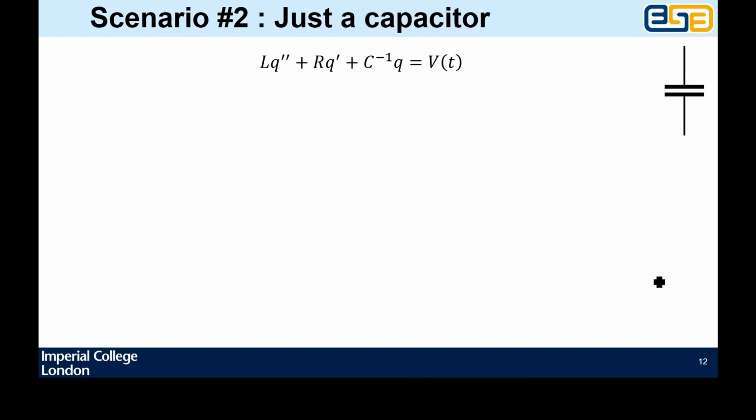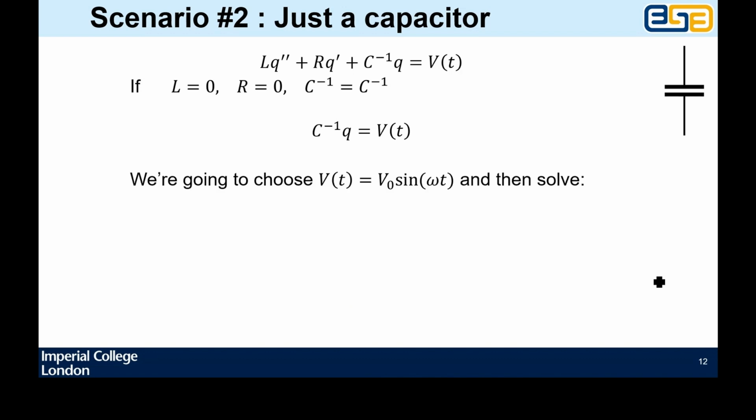So if we've got just a capacitor, what's the value of L? It's 0. What's the value of R? It's 0. What's the value of C? It's C. There we go. So our equation immediately reduces to this. We do the same process again, and we say that we're going to choose to apply a sinusoidally varying voltage with an amplitude of V naught. And so we now have Q equals CV naught sine omega t. I just rearranged the equation, right? So I've now got an expression for Q, the displaced charge.